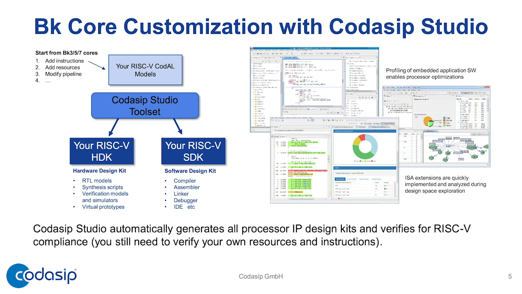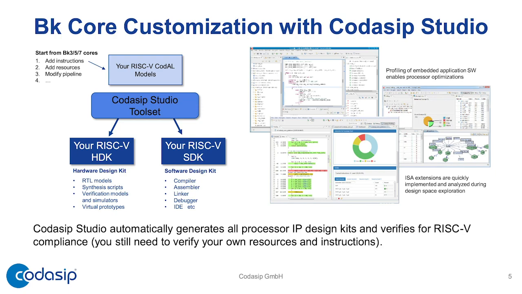Different flavors of ISS, so we have a really fast one, a functional one, or you can also use the cycle accurate simulator that is generated by Studio as well. Profiling tools are part of that as well. And last but not least, we also have the UVM verification generator. It spits out the classes and everything you need for the verification.